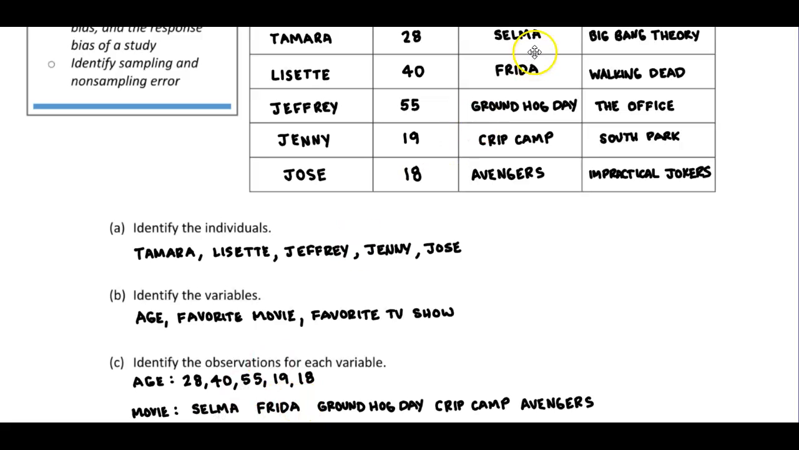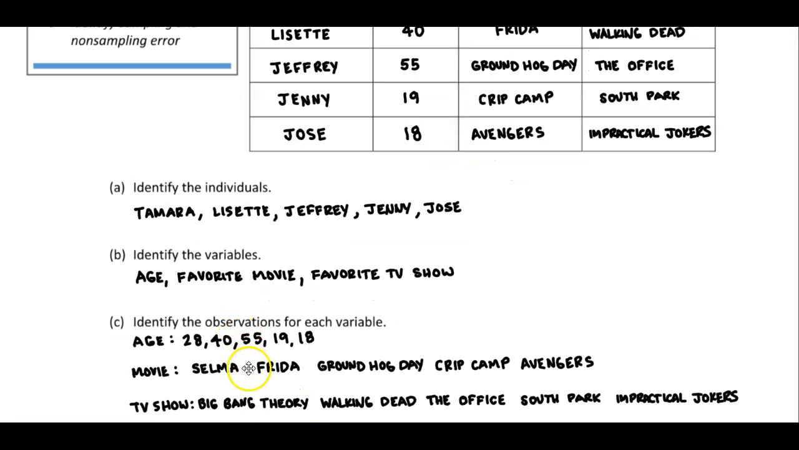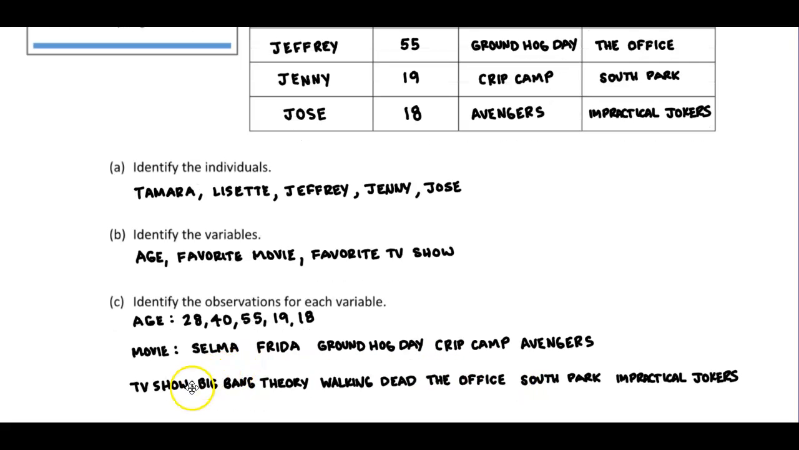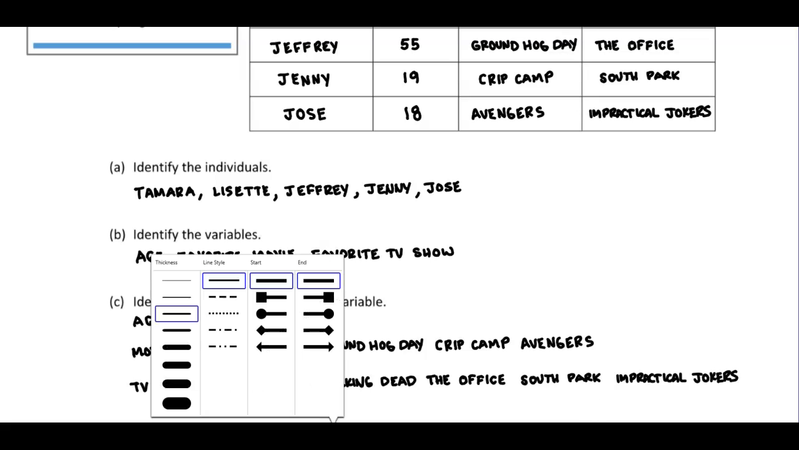The next variable is movie: Selma, Frida, Groundhog Day, Crip Camp, and Avengers. And for TV show, we have Big Bang Theory, Walking Dead, The Office, South Park, and Impractical Jokers.